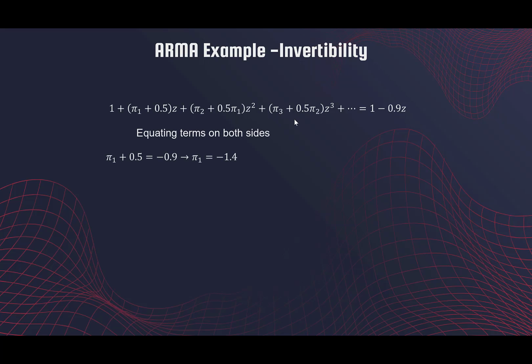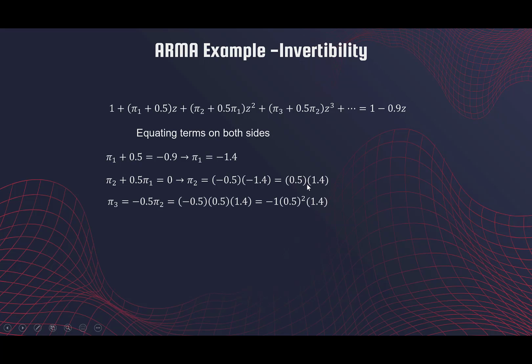So basically it means pi 1 plus 0.5 is minus 0.9, so you get pi 1 is minus 1.4. Pi 2, so this has to be 0 because there's no z squared term here. So pi 2 is minus 0.5 times pi 1, but we know what pi 1 is. You plug in and get this. Pi 3 is minus 0.5 times pi 2. We know what pi 2 is. Plug in, we get this term. Pi 4 and so on.